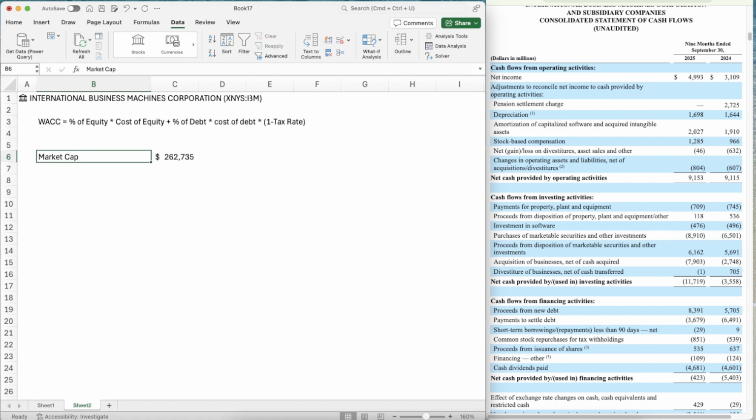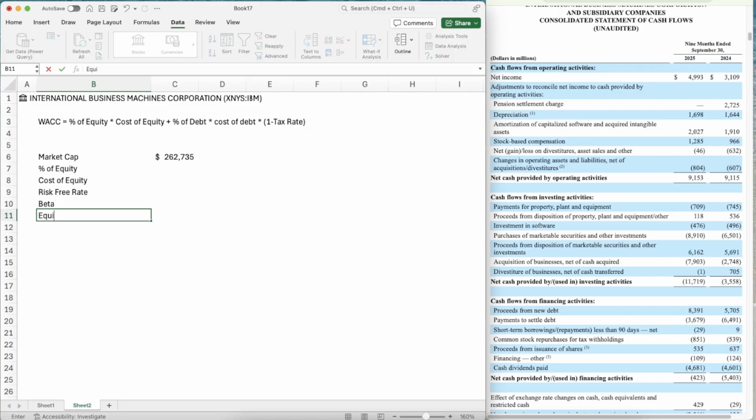We've got that. The market cap is the value of the equity portion of the company. So the way it's calculated is whatever the share price is multiplied by the shares outstanding. Below that, we want the percentage of equity, but we can't calculate that just yet. We then want the cost of equity, which we can't calculate until we've calculated the risk-free rate, the beta, and the equity risk premium, which we'll save this one until last.